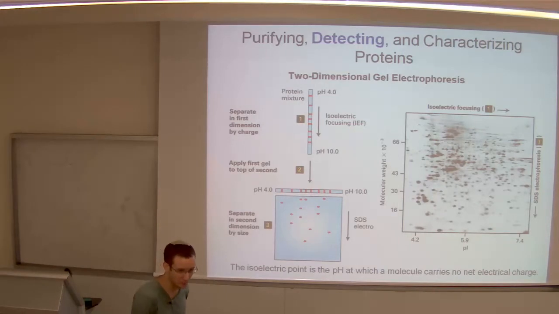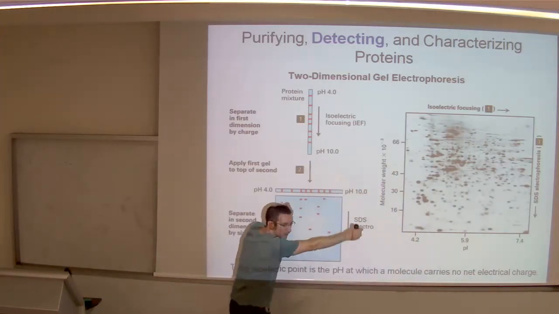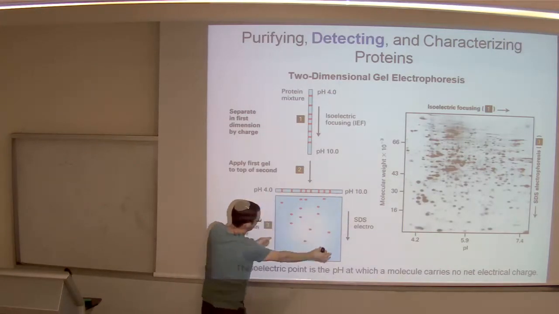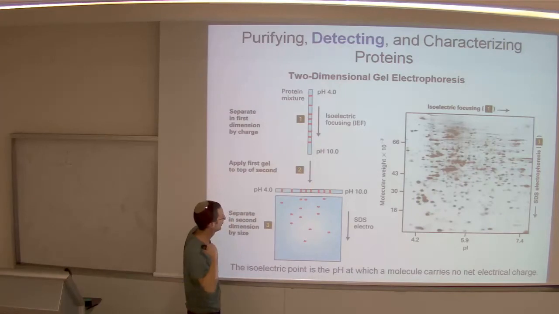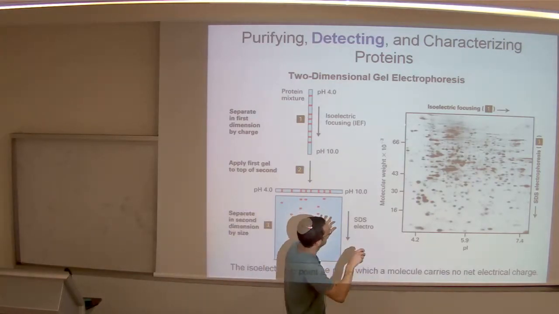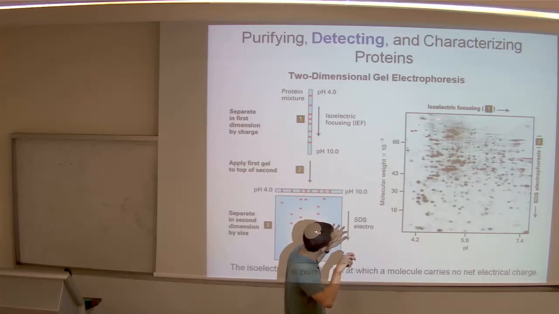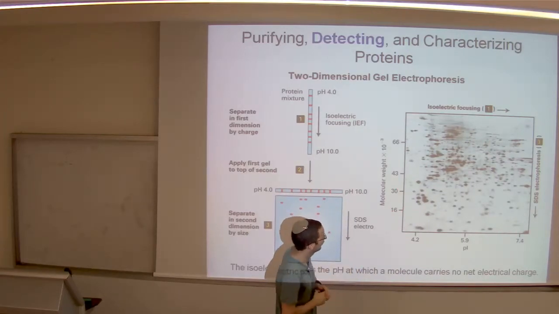Okay, this was the first operation, by the isoelectric point. Then you just take this scale, flip it 90 degrees, and separate it using a classical electrophoresis separation by size, and you get this nice blot in which, in this direction, proteins are separated by the isoelectric point, and in this axis they're separated by the molecular weight.